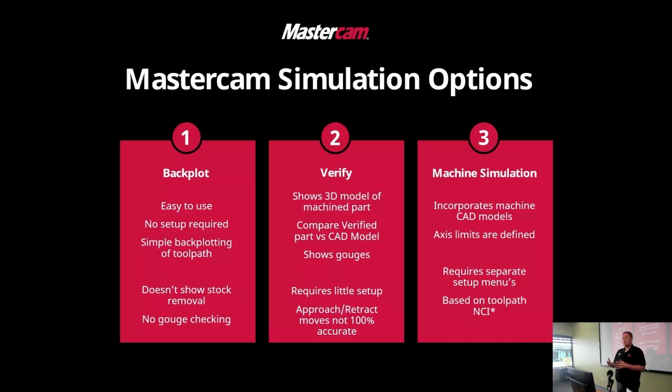So that's where we would jump into a verify. That way we can bring in our stock and our fixturing. There's a little bit of setup involved in defining those things, but it's also not going to be 100% accurate as far as approach and retract moves, just because it's going off of the toolpath NCI data, not the G code. We could also then take that to the top level, or final step, the machine simulation, where we can actually bring in the machine models. You can occasionally tie it to the post processor to get a more accurate representation, because now we're going to be defining axis limits. We again bring in the CAD models of the actual CNC machine, but it's still based on the NCI and the post processor.